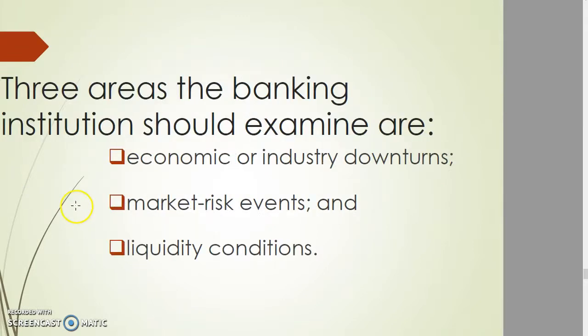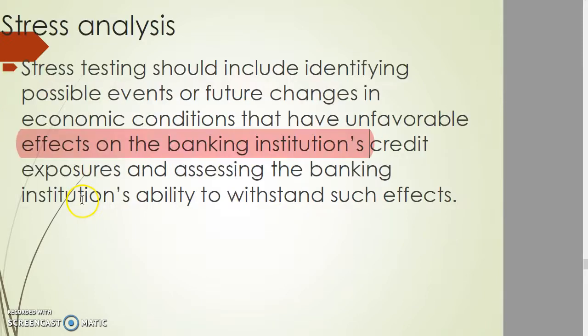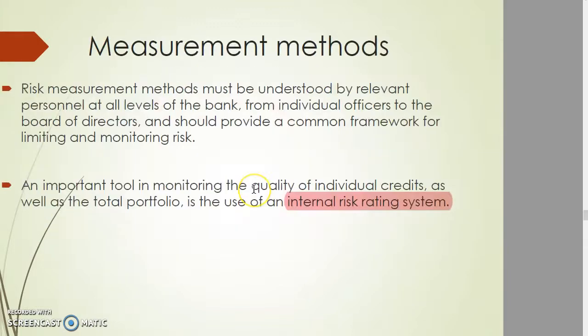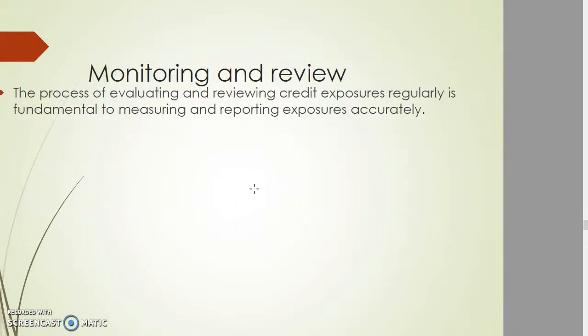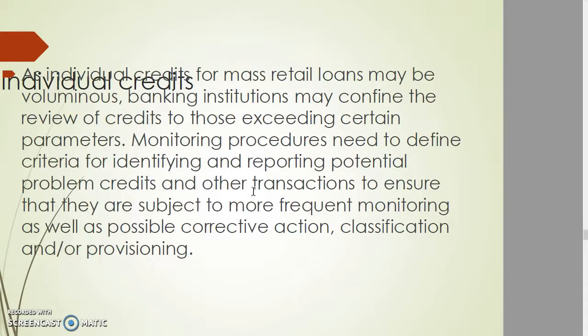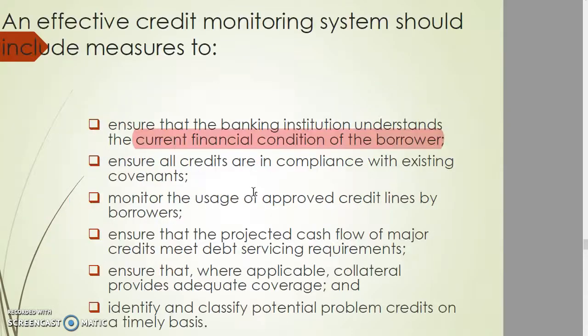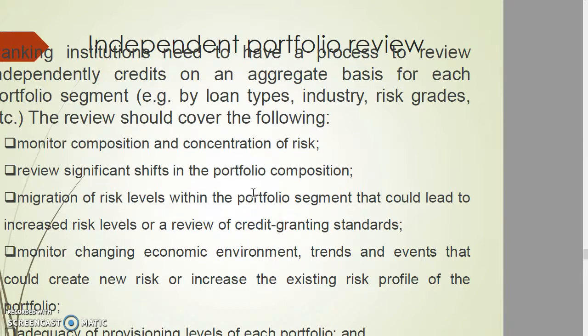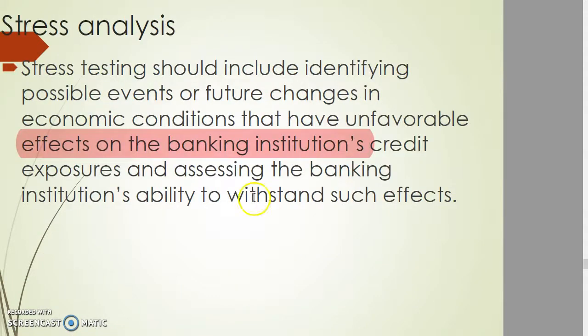So for today, we will cover up to here the risk measurement by the banking institution. For the risk measurement, we discussed what the measurement methods are, the methods that will be reviewed by the banking institution, and then they will go through process monitoring and review, individual credits, and then the independent portfolio review, and lastly, the stress analysis faced by the banking institution.